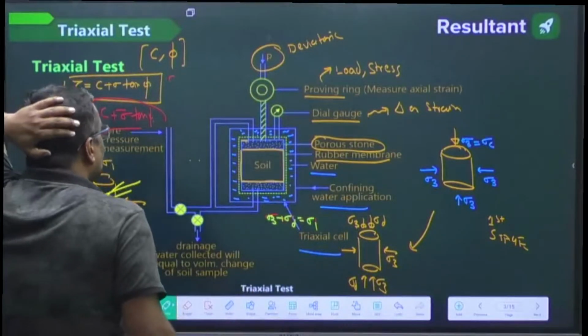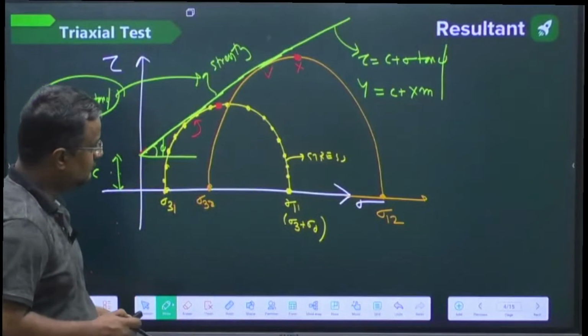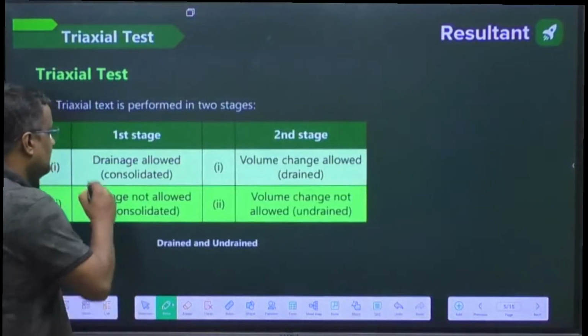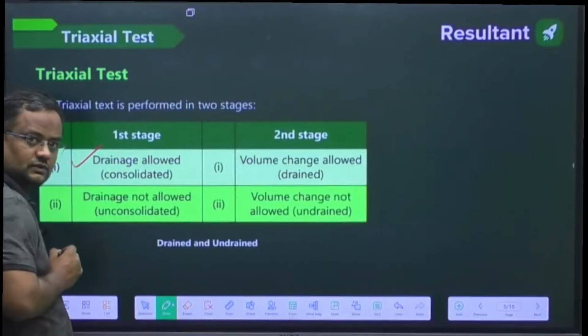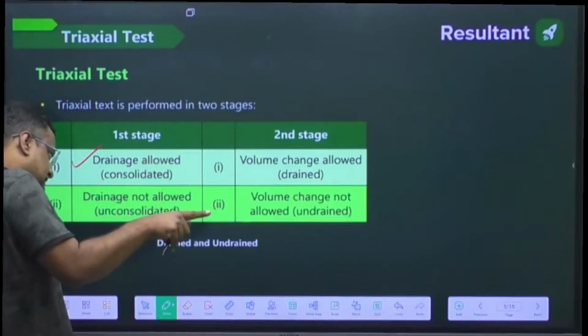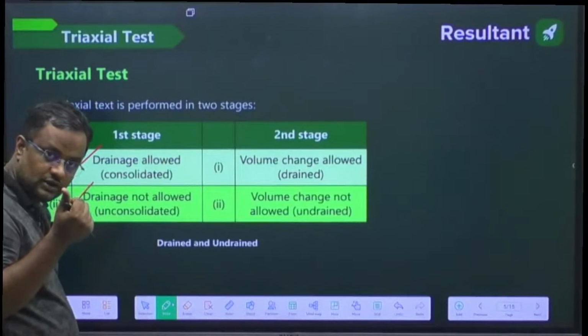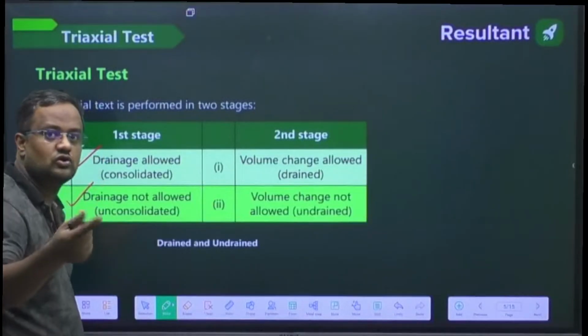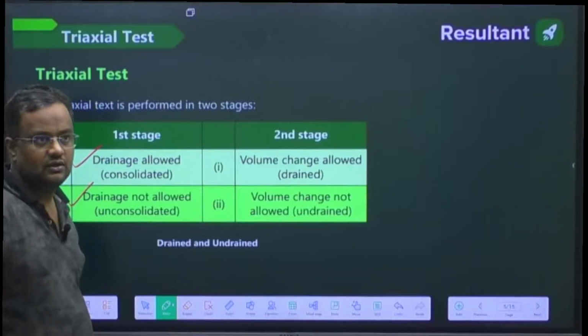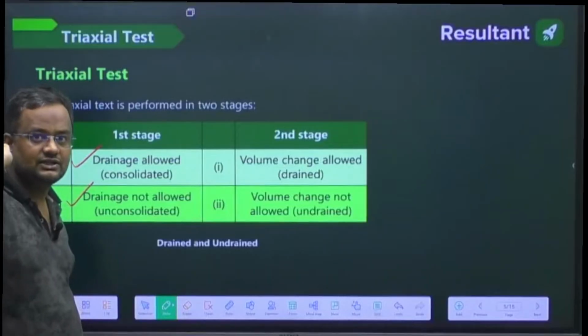Now, in the first stage drainage is allowed by putting the valve open. In the first stage drainage will not be allowed if we put the valve closed. Now whether we make the valve open or closed depends on the field condition.